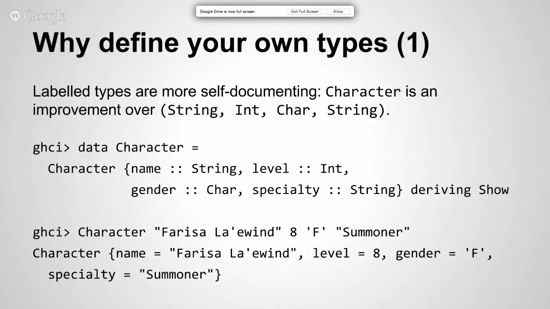The first reason is because they're more self-documenting. So this type is called character, having nothing to do with char. It's a character in an RPG. It's got a name, a string, a gender, and a specialty. And we look at the show that it's derived, and it keeps all those fields in place, and we can work with it, knowing exactly what each piece is. The 8 there is the level. The string at the end is her specialty. She's a summoner.